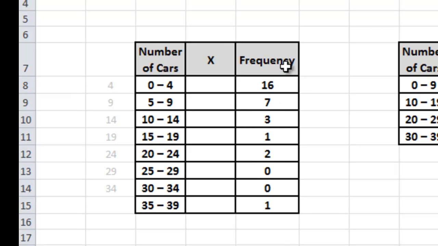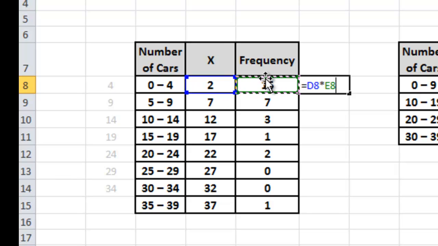So there's part two. There's 16 between 0 and 4, 7 between 5 and 9, and so forth and so on. Number three, find the weighted mean. The first thing I have to do is fill these in: 2, 7, 12, and it should be able to find the pattern now. There we go, that's our pattern. To find the weighted mean, I have to do the X times the F column. So we have this times this, boom. I can drag that formula down.